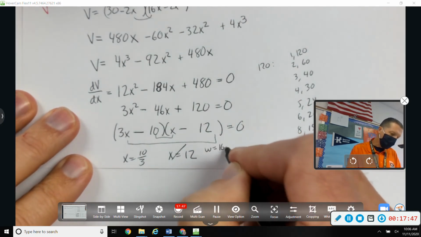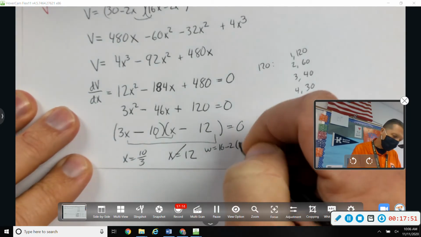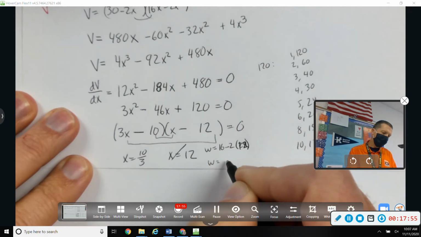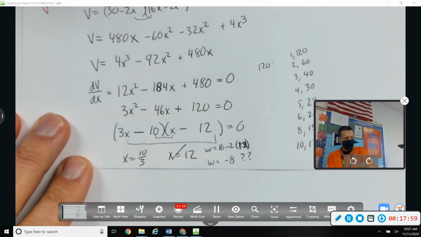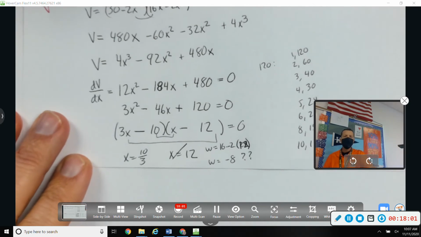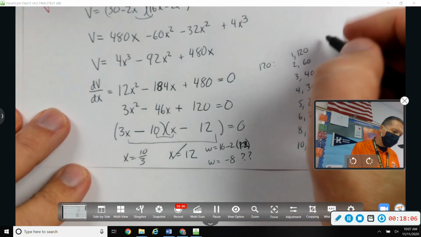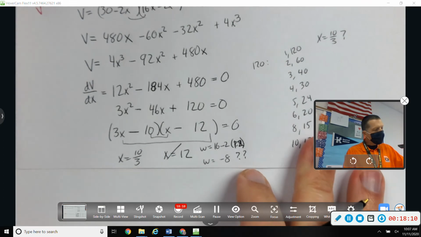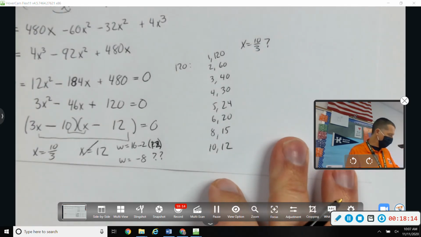The width is 16 minus 2 times 12, sorry. So the width would be negative something, negative 8. Good. Yeah, mathematically it worked, but I can't do that. So I can throw out 12. I don't have to worry about 12. So I'm hoping 10 thirds is the answer. x equals 10 thirds, question mark. But I need to check to see if it's a max or a min.